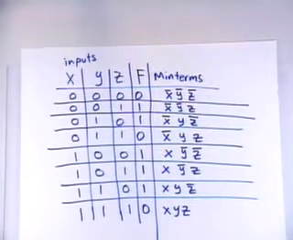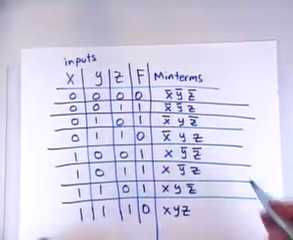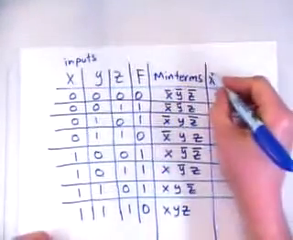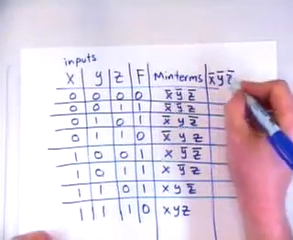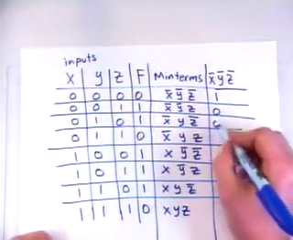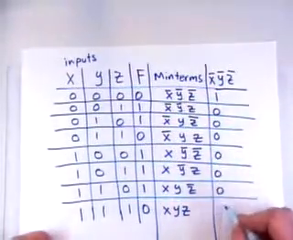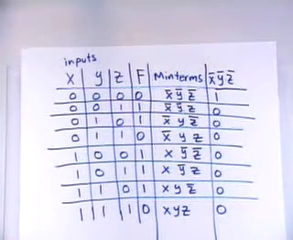If I made a truth table for not x, not y, not z, it should have a 1 here and zeros everywhere else. Because that's the only time that it gets to be true, is if x is false and y is false and z is false. That's why we have minterms.